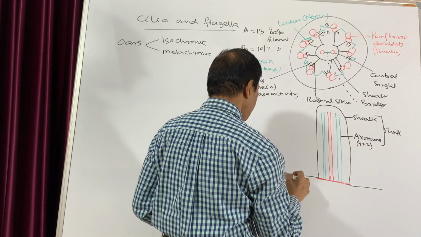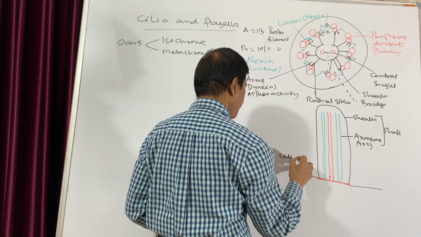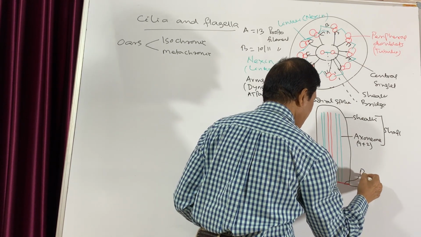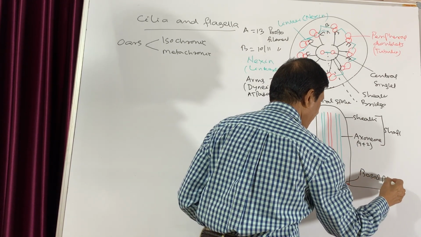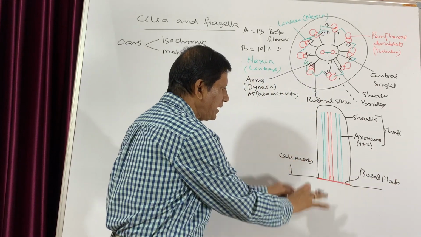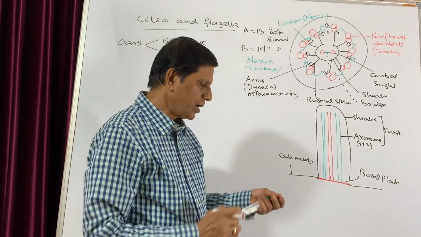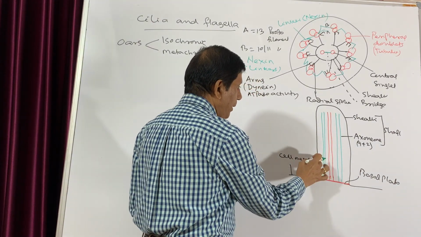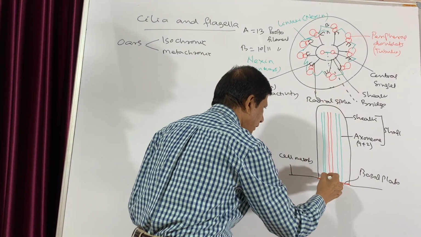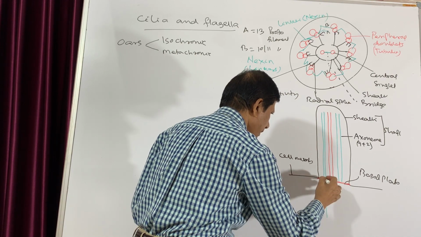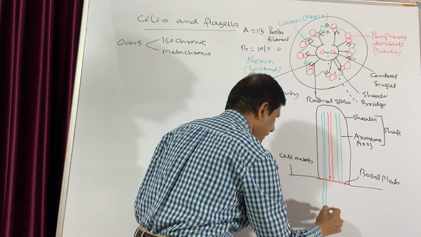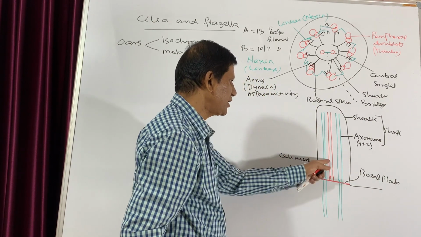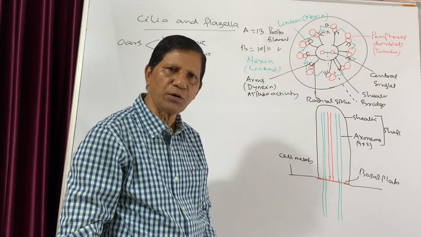And this is the cell membrane, and this is known as the basal plate. Now within the cell membrane there is cytoplasm. Now what happens? The two peripheral doublets, A and B, will extend inward, but the central two will not be extended into the cytoplasm.